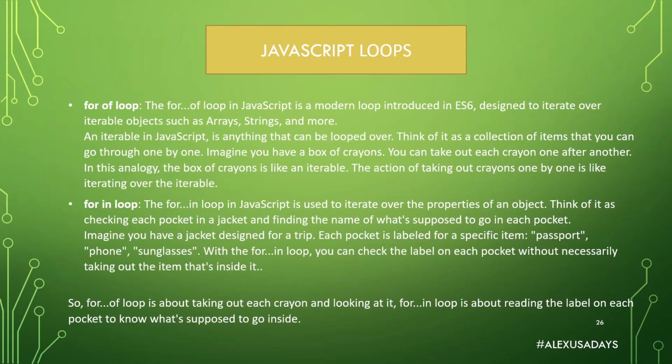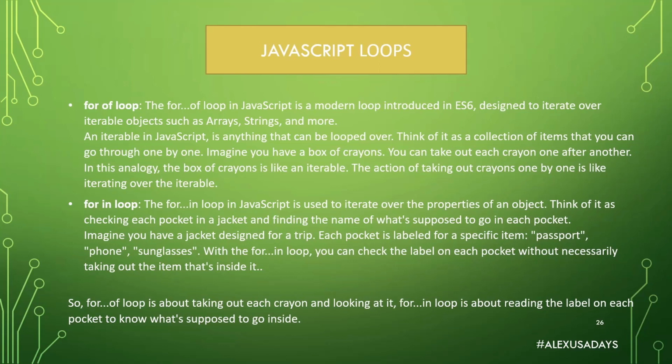And the last two, one is for of loop. The for of loop in JavaScript is a modern loop introduced in ES6, designed to iterate over iterable objects such as array, strings, and more. An iterable object in JavaScript is anything that can be looped over. Think of it as a collection of items that you can go through one by one.